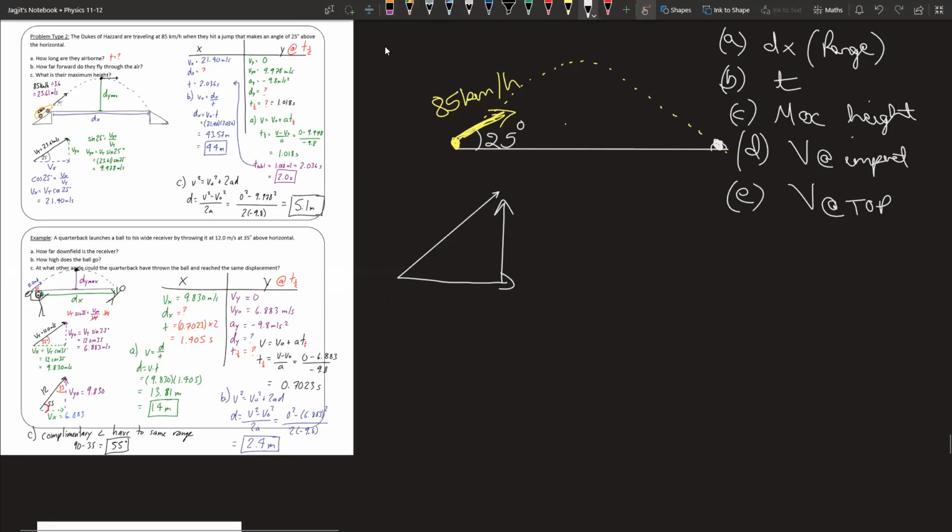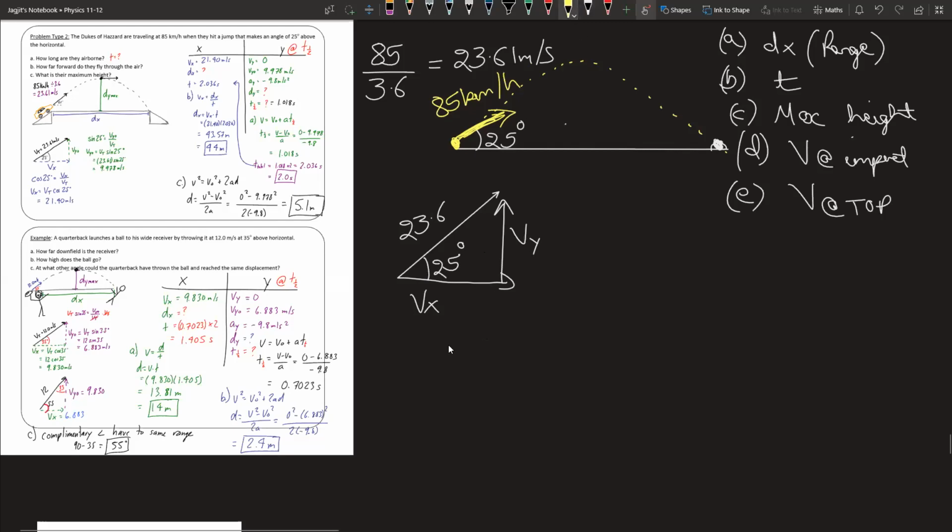So how do we change a velocity from kilometers per hour to meters per second? You just take this number and divide it by 3.6. If a velocity is ever given to you in kilometers per hour, divide that by 3.6 and it'll change it to meters per second. So this will be 23.61 meters per second, or you can just say 23.6. What this means is this hypotenuse is 23.6. This angle is 25. Now we're going to break this initial velocity into its x component and y component.